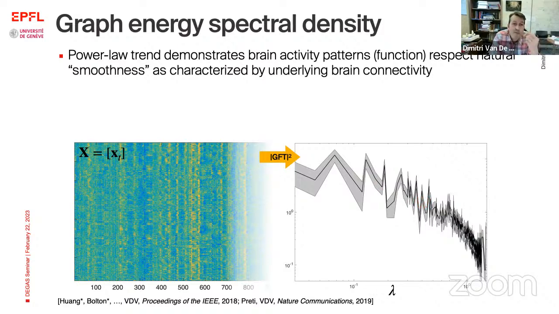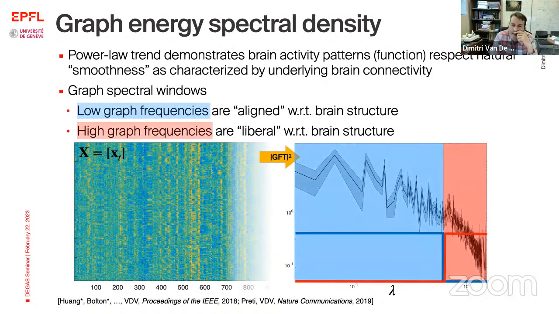Because the first eigenmodes are much more smooth, as you have seen, they should be, because the eigenvalue is also reflecting the smoothness. And so you see that the energy of those first eigenmodes is clearly much higher than for higher frequency eigenmodes. So in some way, brain activity patterns naturally respect the smoothness of the underlying structural connectome.